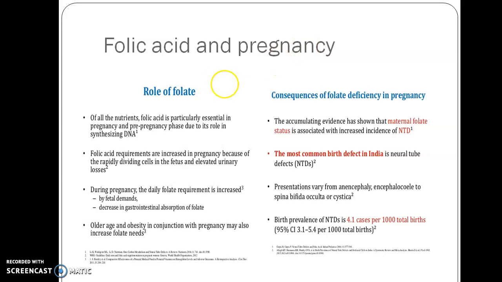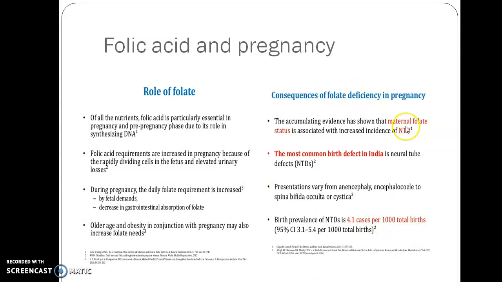We had already seen what a neural tube defect is, the spina bifida. So the most common birth defect is a neural tube defect. Presentations vary from anencephaly, encephalocele, to spina bifida occulta and cystica. So these are all related to the absence of brain or the defect in the neural tube formation, etc. Birth prevalence of the neural tube defects is 4.1 cases per 1000 total births.